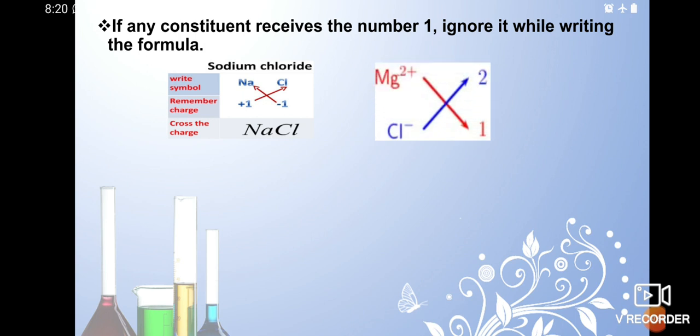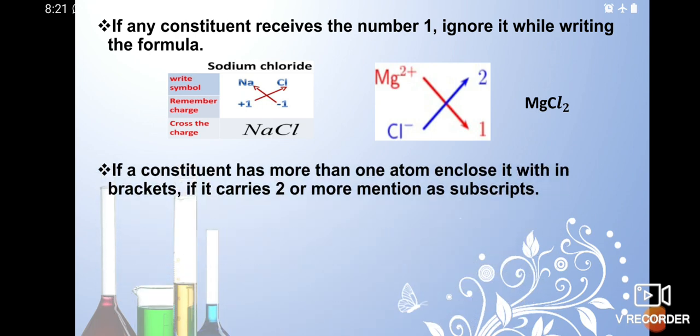See here, if any atom gets the charge 1, then we can ignore that charge and write it as a simple symbol. Okay, here see, for MgCl2, write the chemical formula. For Mg, we get the charge 1. So here we are ignoring that and writing it as MgCl2. Okay, students.